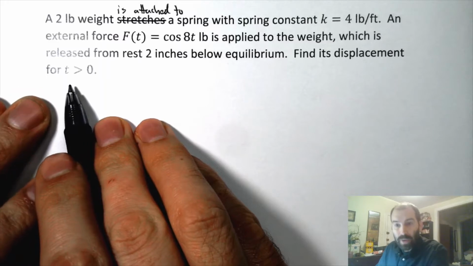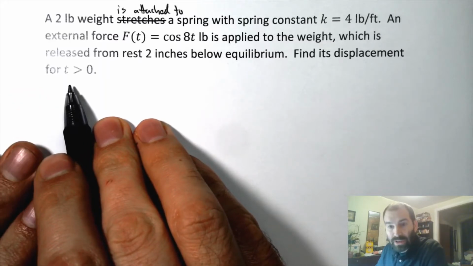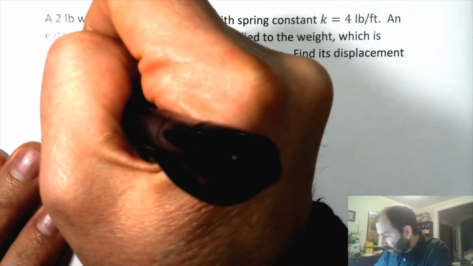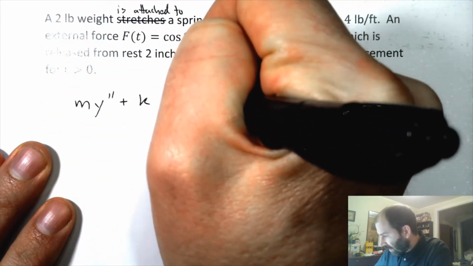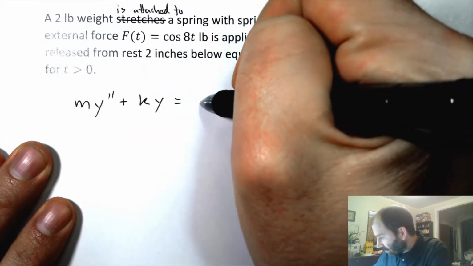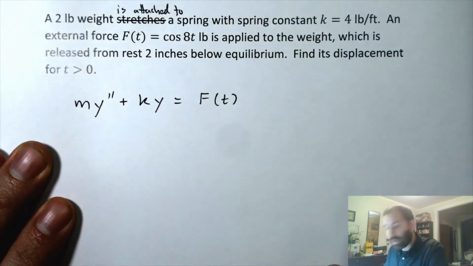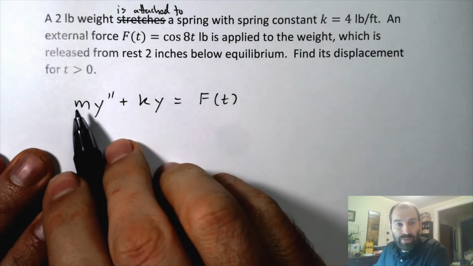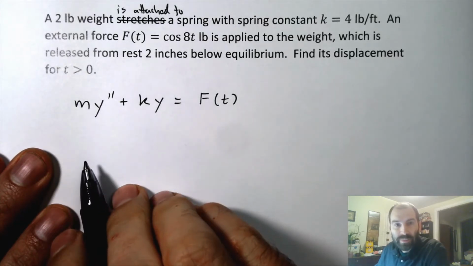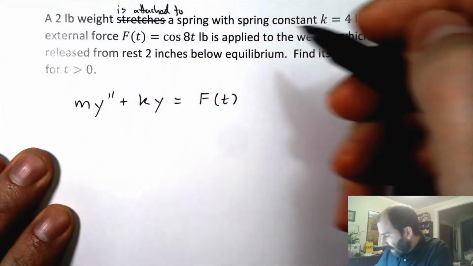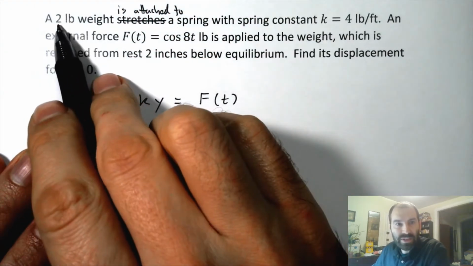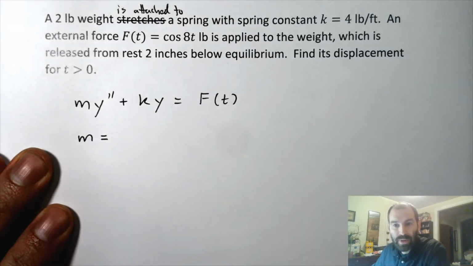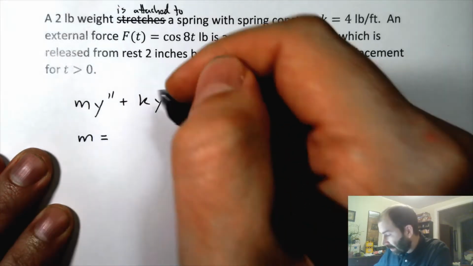Okay? So what we need to do is set up our differential equation. Now remember, our differential equation comes from my double prime plus ky equals the forcing function. Now, we've got to figure out what m and k are. Well, what is m? M is the mass. Now, don't make the mistake of saying that 2 pounds is the mass. Remember that pounds is a force. To get mass, we need to divide force by acceleration.